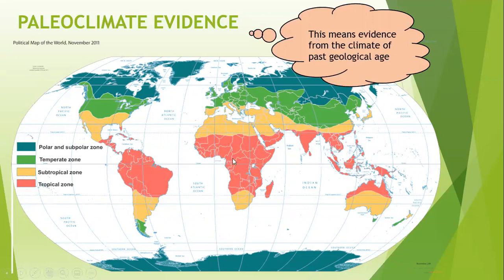These continents, or these areas of the continents, are normally receiving more sunshine. They have a different type of climate. We call it tropical zone. Okay. And poles means this area here, the down one, blue color, and the up blue color. We call them polar and subpolar zones.